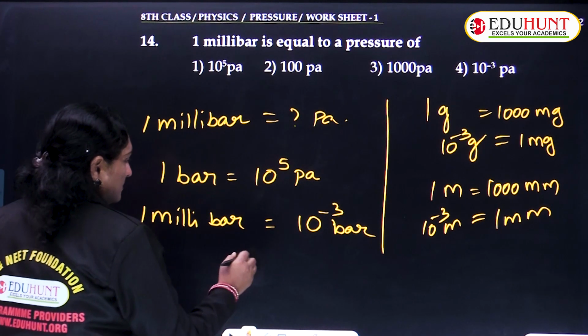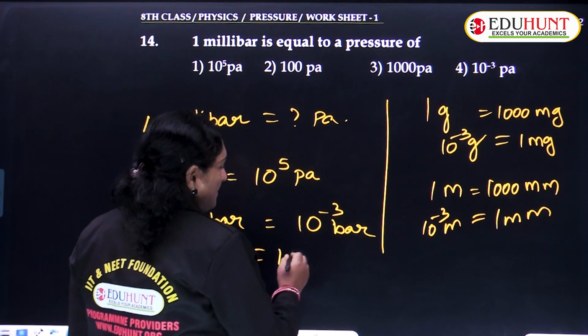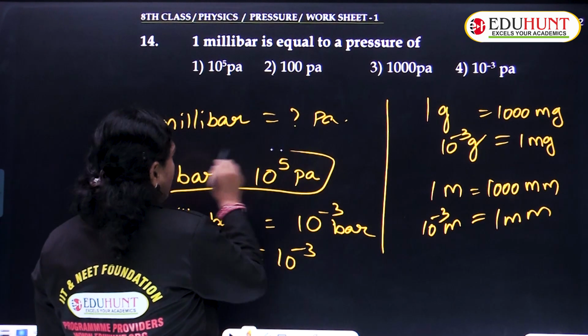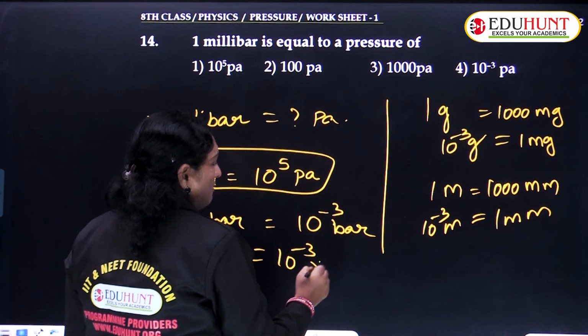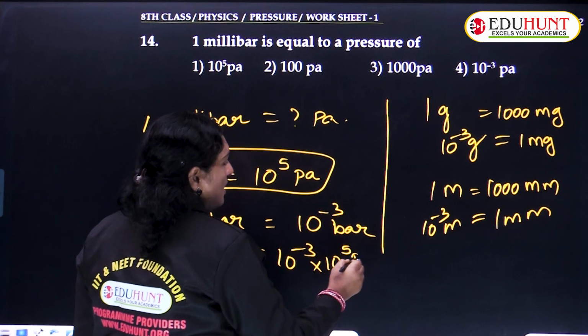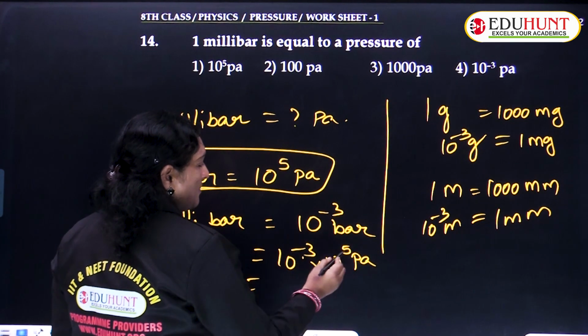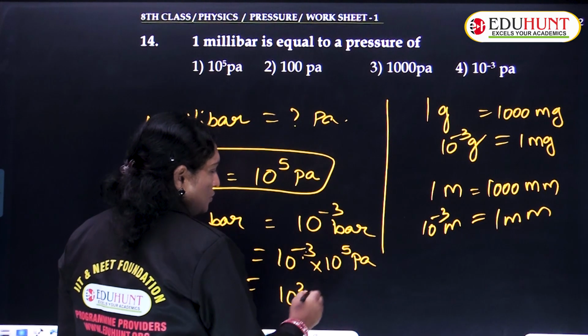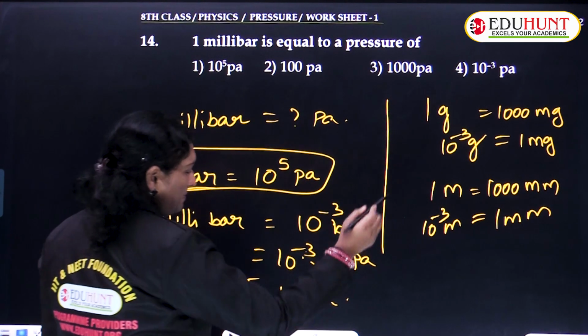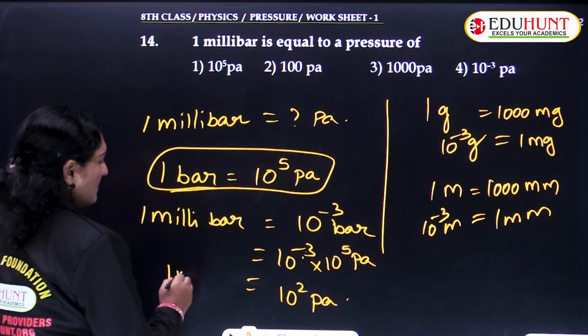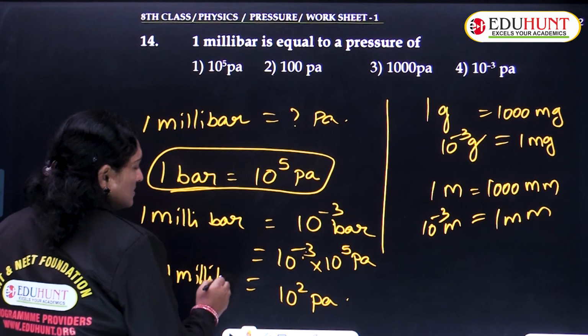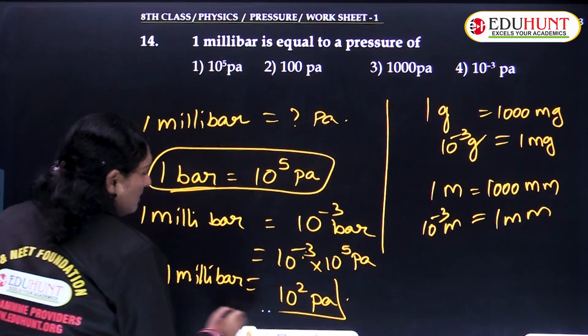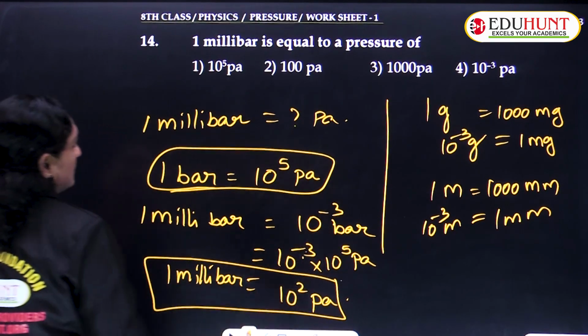So, this can also be written as 10 power minus 3. The value of bar can be written as 10 power 5 Pascal. So, all together it is 10 power minus 3 plus 5, that is minus 3 plus 5 is 2. So, 10 power 2 Pascal. So, 1 millibar is equal to 10 power 2 Pascals.